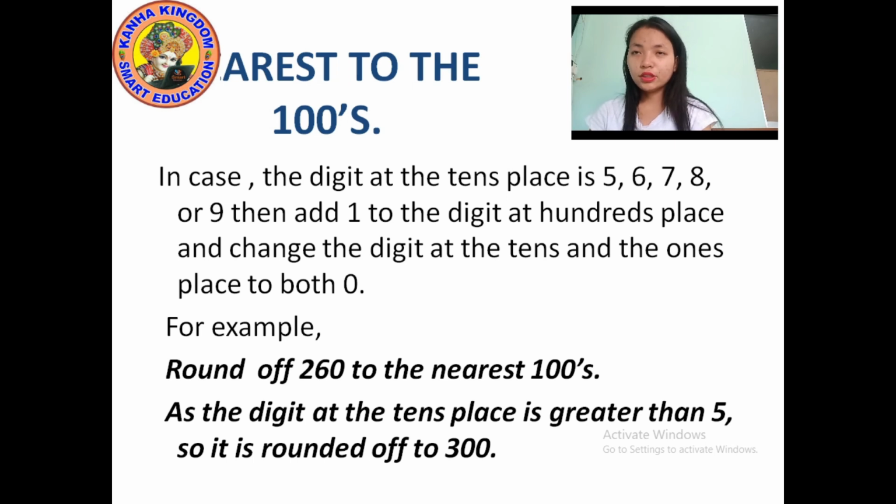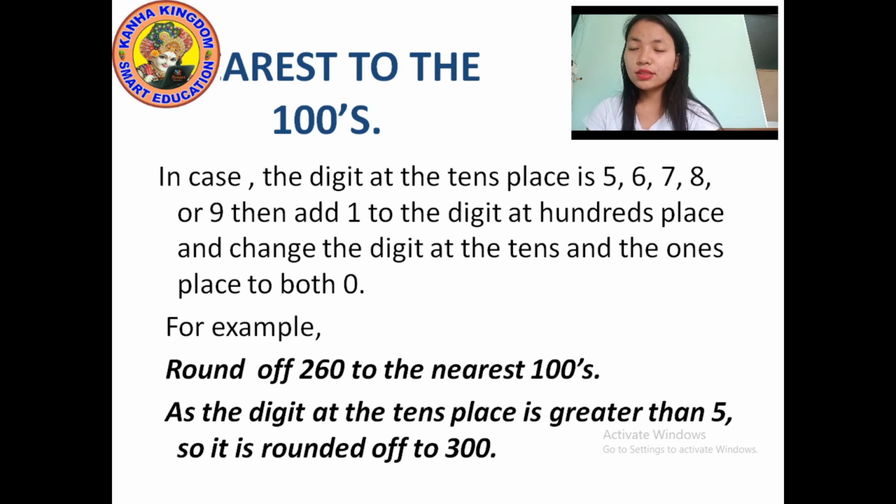For example, to round off 260 to the nearest 100, as the digit in the tens place is greater than 5, it is rounded up to 300. It is rounded up to 300 because the digit at the tens place is greater than 5.